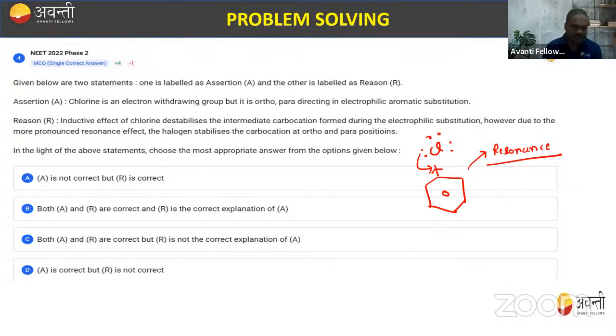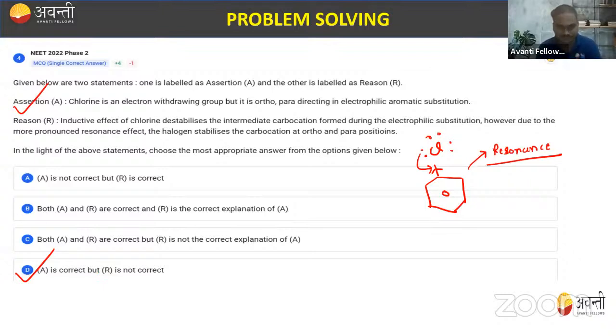Now, what is the reason for this? The reason is that the inductive effect of chlorine destabilizes the intermediate carbocation formed during the electrophilic substitution. However, due to the more pronounced resonance effect, the halogen stabilizes the carbocation at the ortho position. Right. So this is not the correct reason. The assertion is absolutely correct, but the reason is not up to the mark. So we can say that A is correct, but R is not correct.